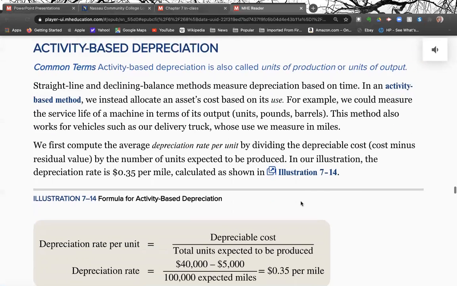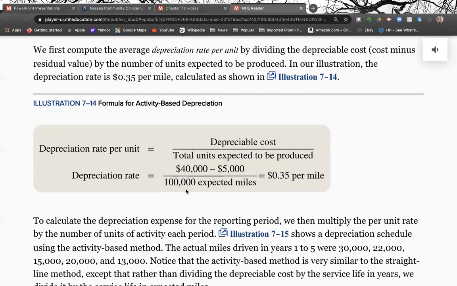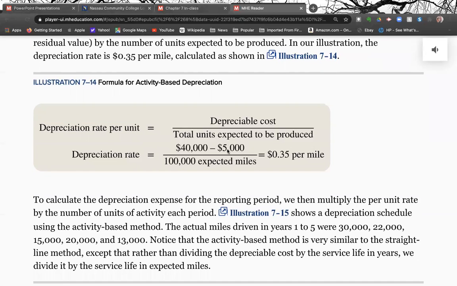Very similar calculation. We take the original cost minus the salvage, that's depreciable cost, divided by total units expected to be produced. In this case, it's 100,000 miles. So if I take 40,000 minus 5,000, that's 35,000. 35,000 divided by 100,000 is 35 cents a mile.